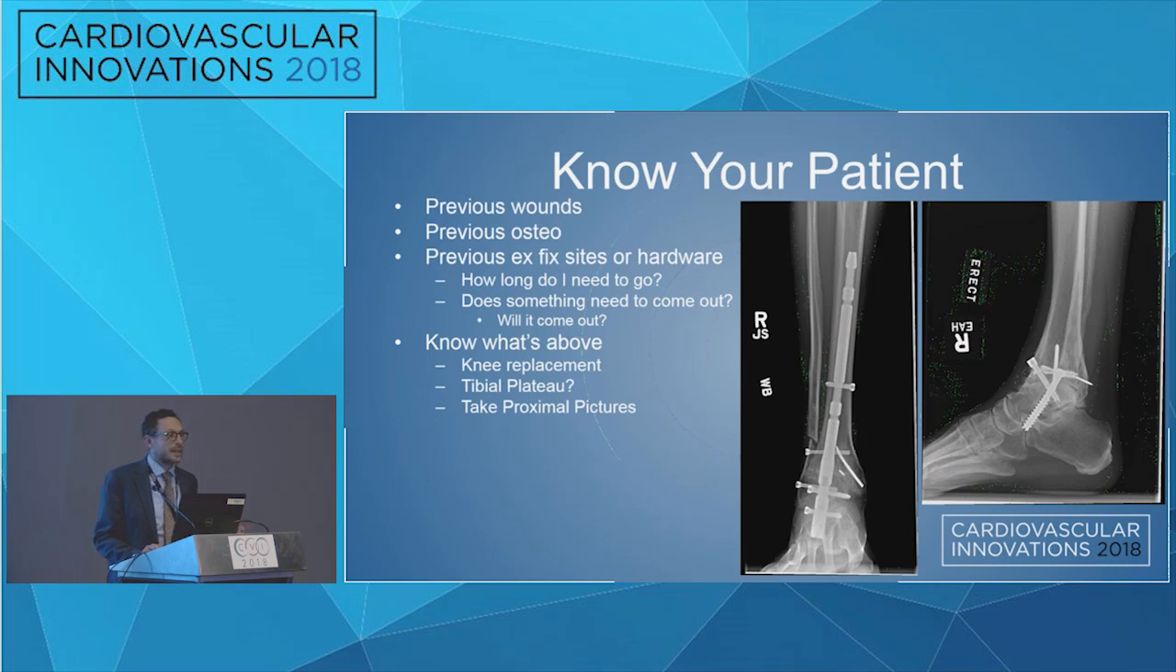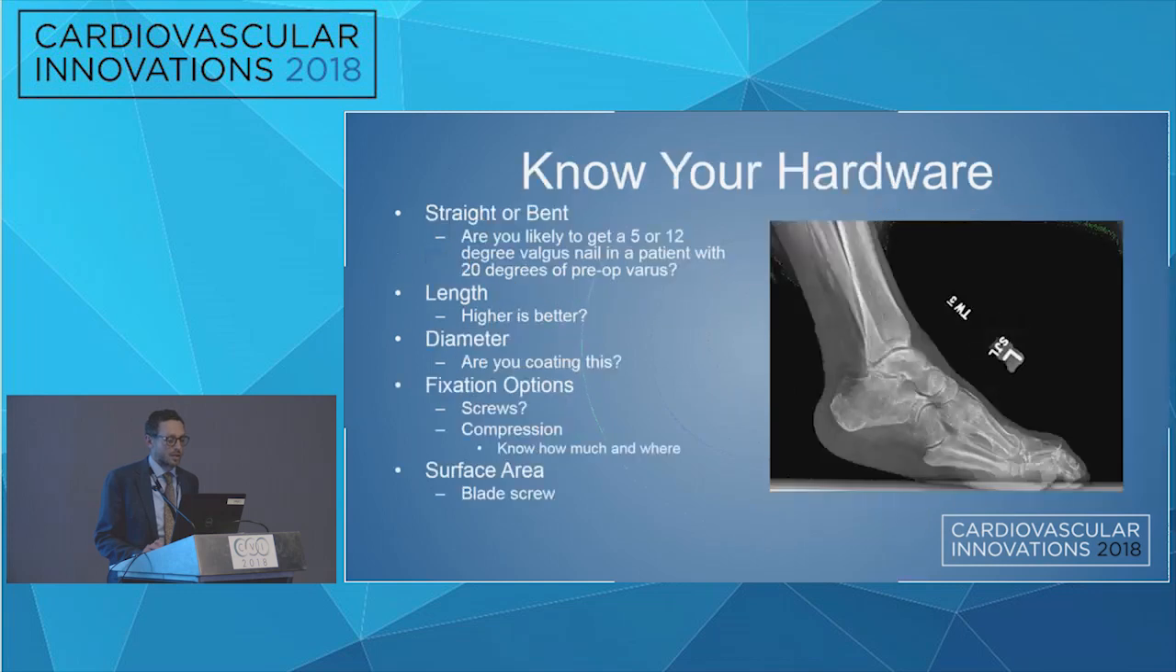Should always be spanning at least two diameters of the bone above an area where we've got a stress riser. So these are important things that you have to keep track of if you're going to do this. And then know your hardware. Is this something that offers internal compression? Is it straight? Is it bent?